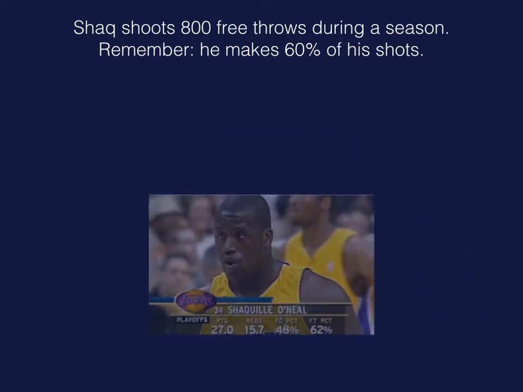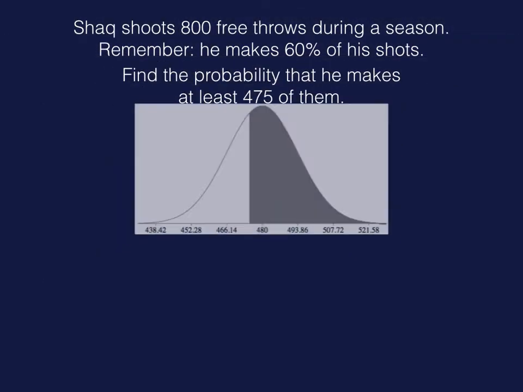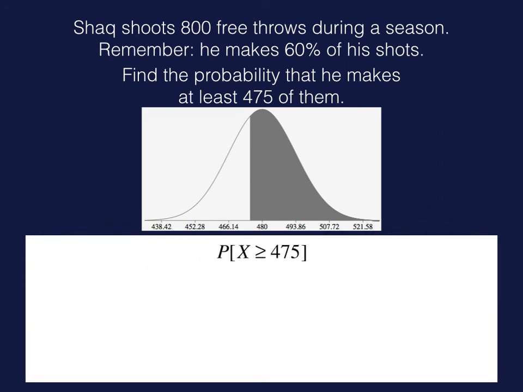Okay, so I want to find the probability that he makes at least 475. So that's x greater than or equal to 475. Remember, since this is only whole numbers, or equal to matters here. So when I switch to continuous, it's going to be everything greater than 474.5. That's what I'm going to plug into my normal distribution.